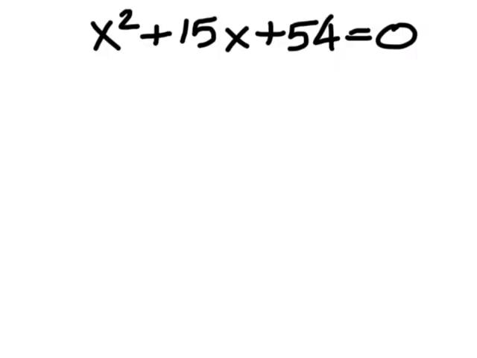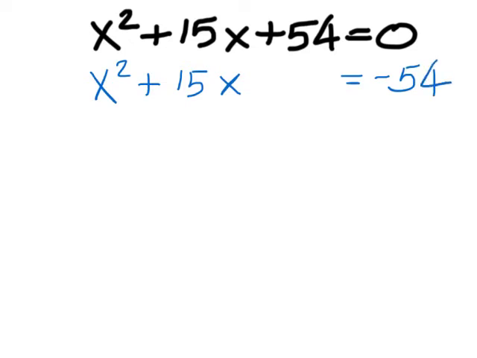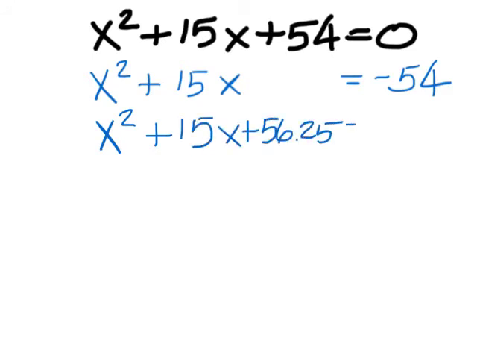Bring up the first step. Step 1 is x squared plus 15x equals a negative 54. Bring up the next step. The next step is x squared plus 15x plus 56.25, and add that to the right side as well. Now bring up the next step.